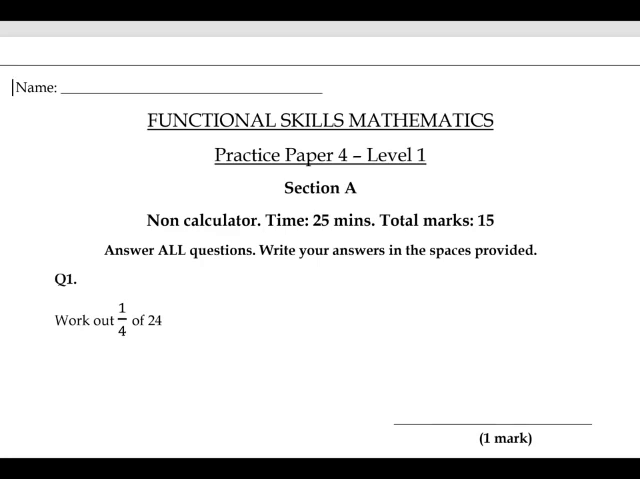Let's start with question 1. Work out 1/4 of 24. So 1/4 of 24 is how we would write it mathematically. We wouldn't do that, we would do this. So that's the process. So 24 divided by 4 is 6. So those two cancel out to give us 6, and 1 times 6 is 6 for 1 mark.